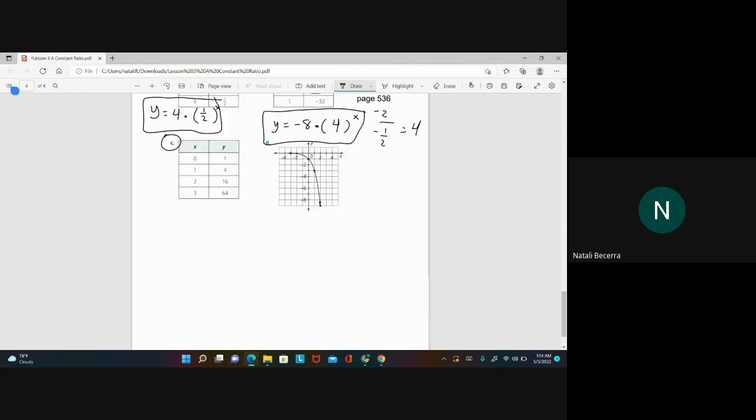And then the last one, remember, they were nice enough to give us 2 points here. You're going to do the right divided by the left. So -3 divided by -1, which is 3. Okay, that's a constant ratio. Where does it start? What's the y-intercept? It's at -1. So this one is y equals -1 times, parentheses, 3 to the power of x.